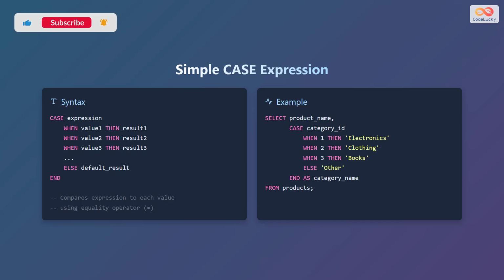Here is an example: SELECT product_name, CASE category_ID WHEN 1 THEN 'electronics' WHEN 2 THEN 'clothing' WHEN 3 THEN 'books' ELSE 'other' END AS category_name FROM products.